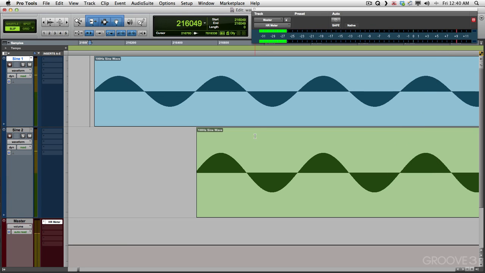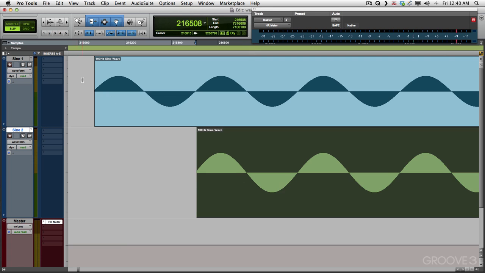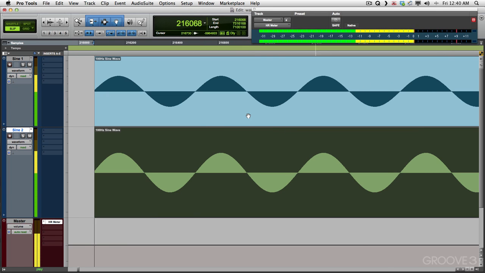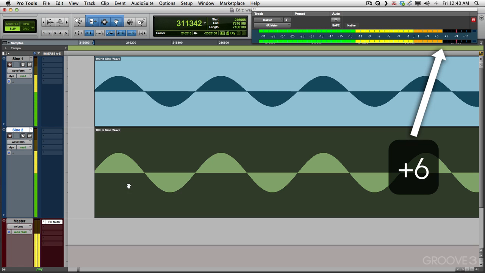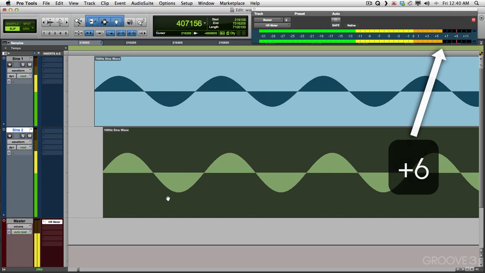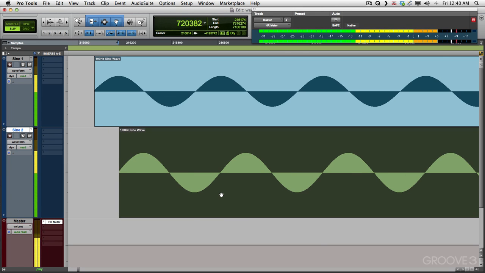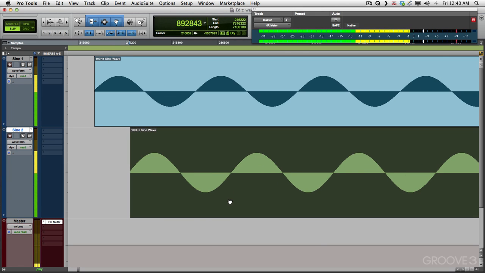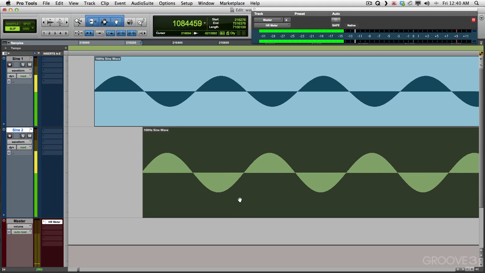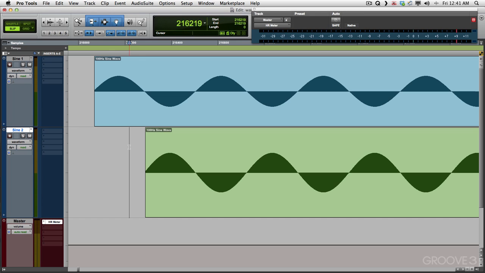And everything in between. So if we bring it back to the beginning, we're at 6 dB. We could slowly bring it up. Notice some cancellation. A little more, even more, until it cancels out completely.